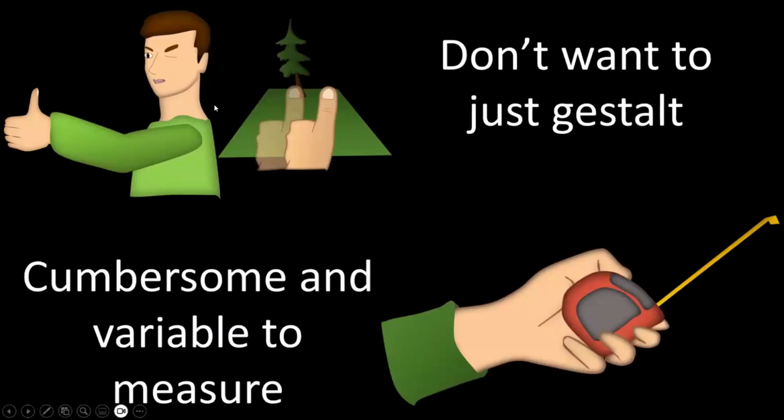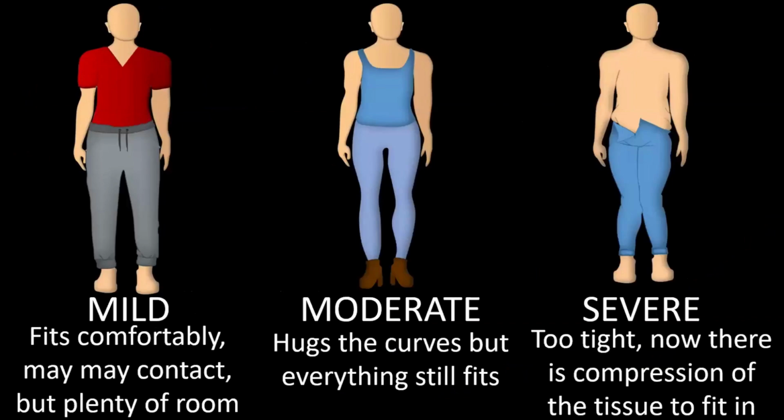So you don't just want to gestalt it, right? That's a recipe for inconsistency and disagreement. But you don't want to measure everything either. Not only is measuring it cumbersome, but measurements introduce interreader variability, right? You said it was 6 millimeters, I said it was 7. And absolute measurements don't always mean the same thing, depending on how you might be angling your imaging. So instead, we should think functionally.